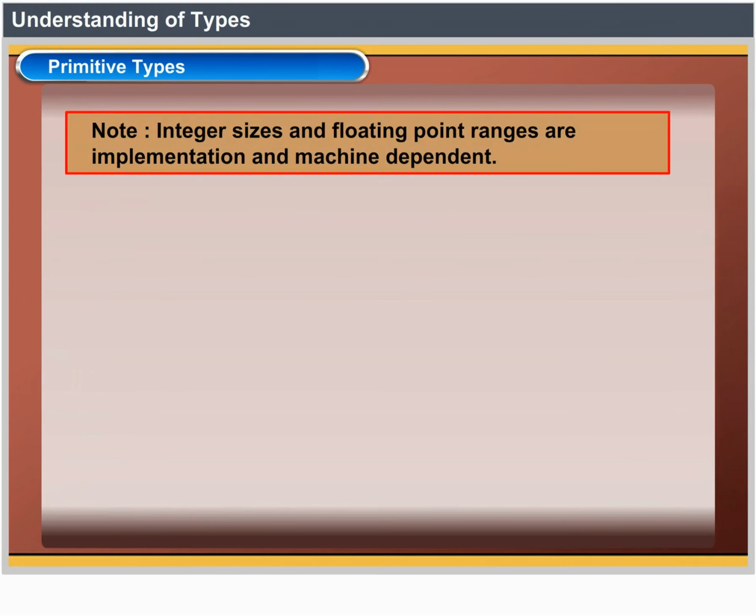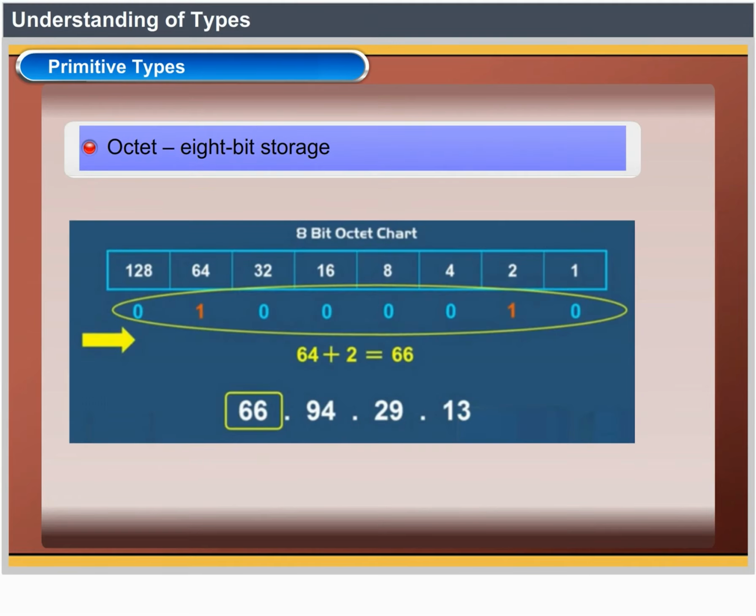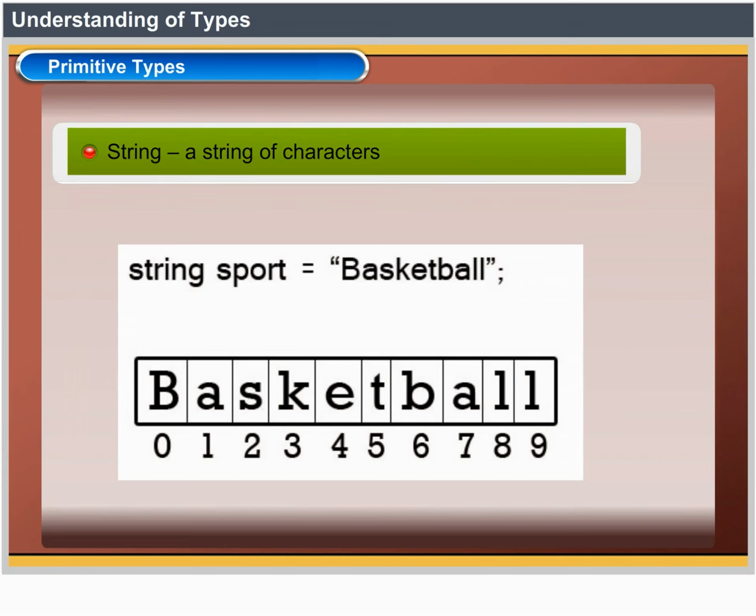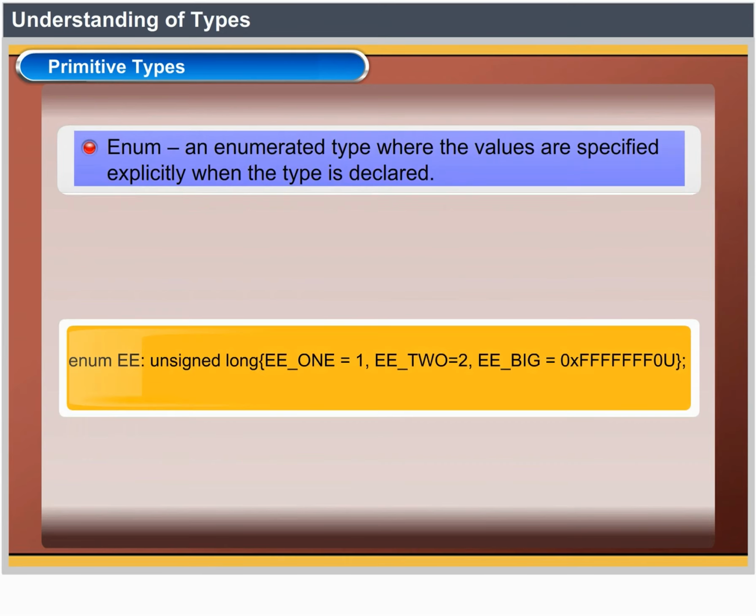Note, integer sizes and floating point ranges are implementation and machine dependent. Oct, 8-bit storage. String, a string of characters. Enum, an enumerated type where the values are specified explicitly when the type is declared.